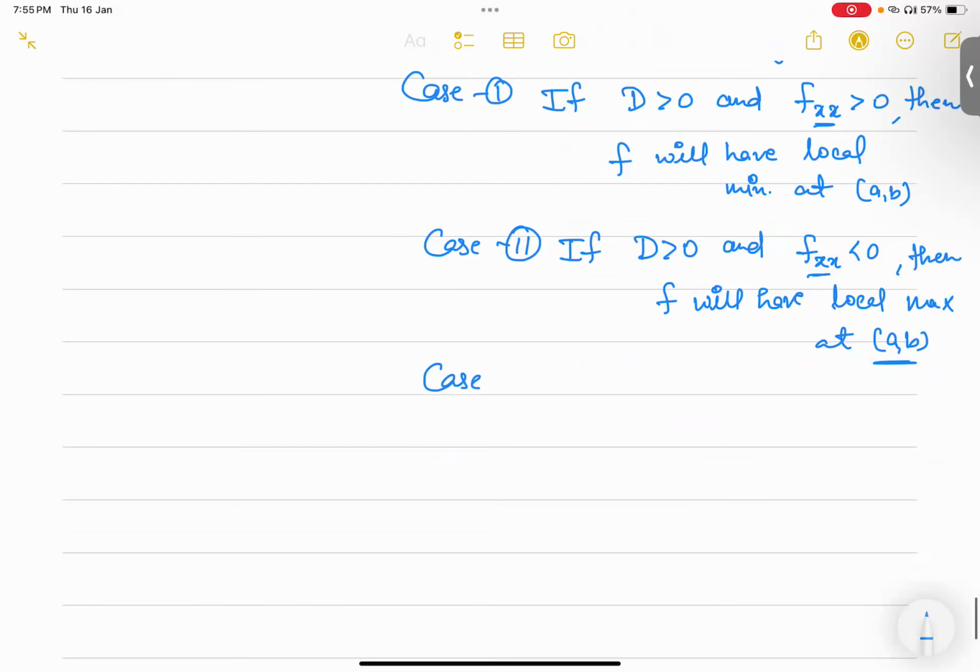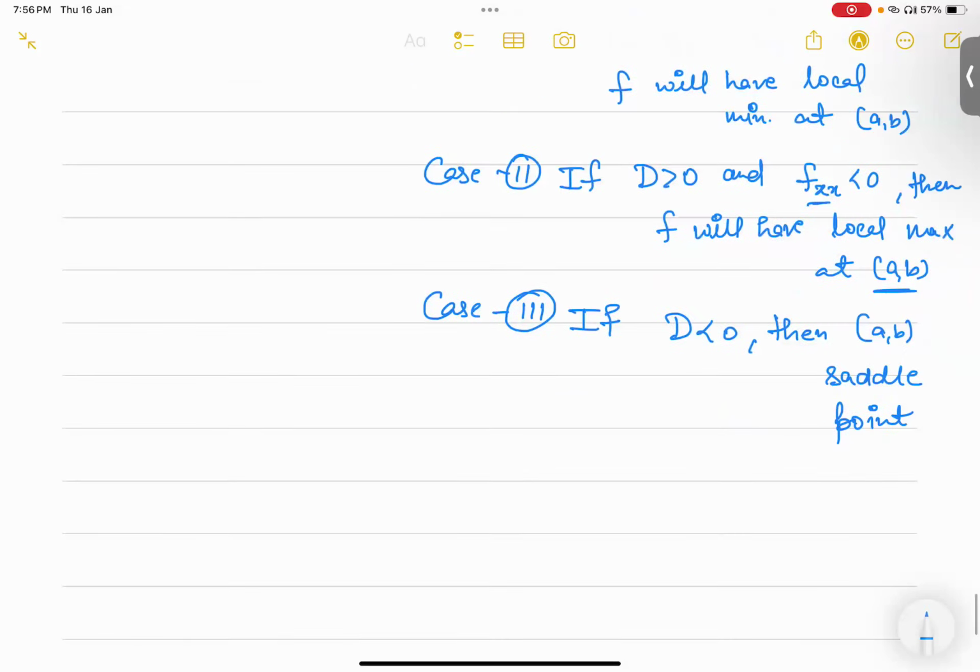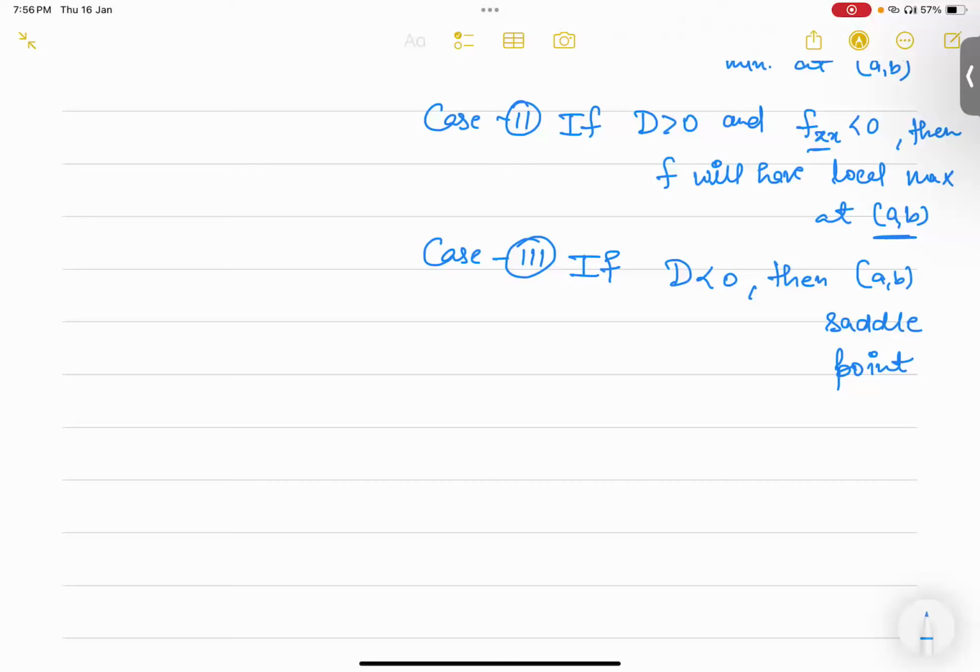Now case 3: if your D is less than 0, then (a, b) will be a saddle point. I will explain what a saddle point is. A saddle point means it will not have any local maxima or local minima at this point. That's called a saddle point. Now case 4 is if your D equals 0, then we can't conclude anything, can't say anything.